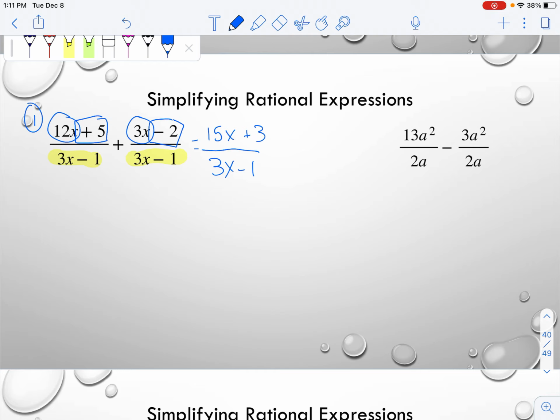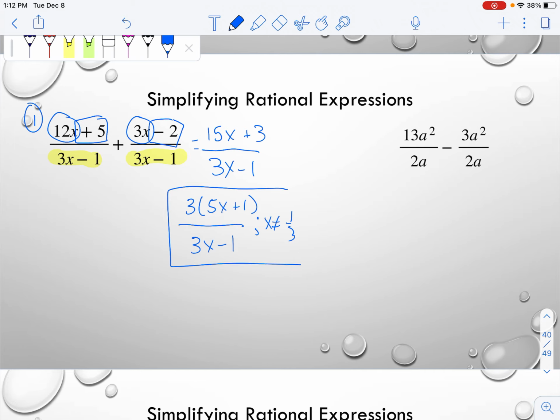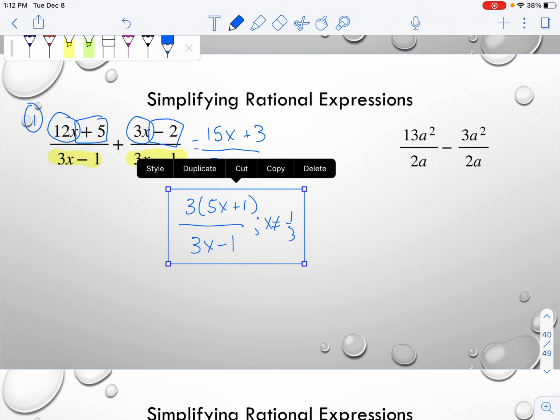I see a greatest common factor in the numerator. Will that cause us to be able to simplify if we can yank that out? Only one way to find out is to actually do it. So there's a 3 in there. So I got everything broken down in factored form. I cannot simplify it further. However, I can still do my domain restrictions. x cannot equal 1/3. So there's the first one.